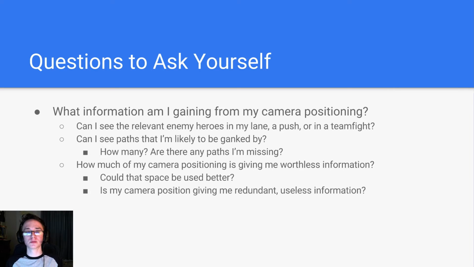The other one, and again, we're focusing on mid lane because that's the easiest way to show this information, but it's relevant in all lanes and in all phases of the game. The question we have to ask is, can I see the paths that I'm likely to be ganked by, right? This is just a basic threat assessment. If you are in mid lane, you don't want to be looking somewhere that isn't providing you with useful information if you're threatened by enemy heroes, right?